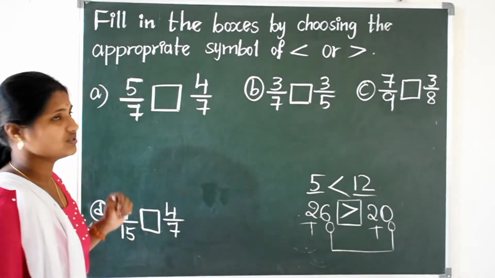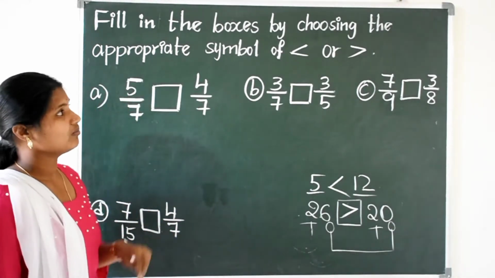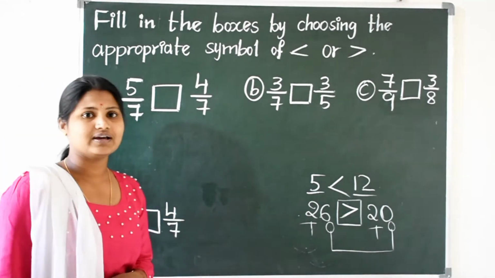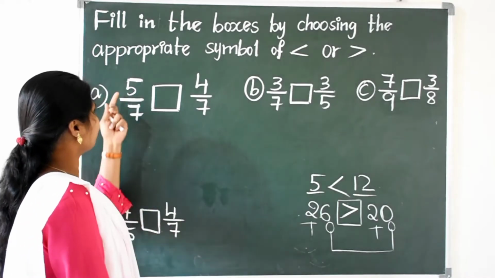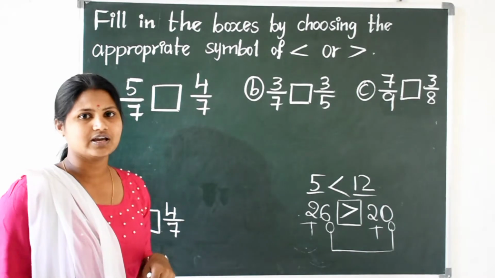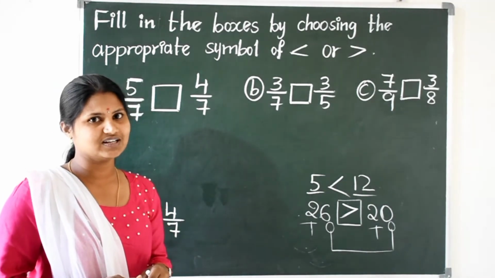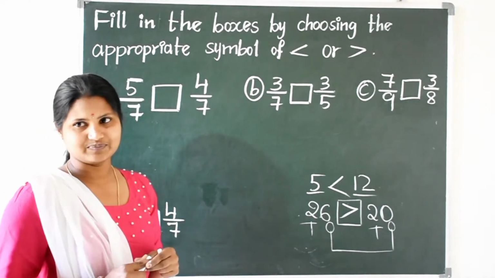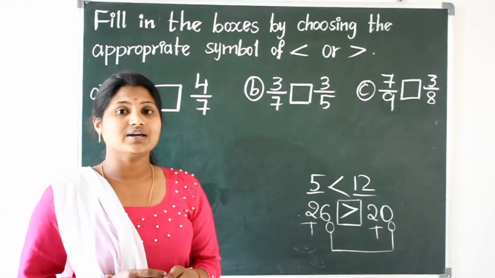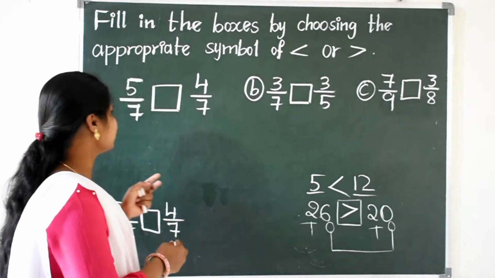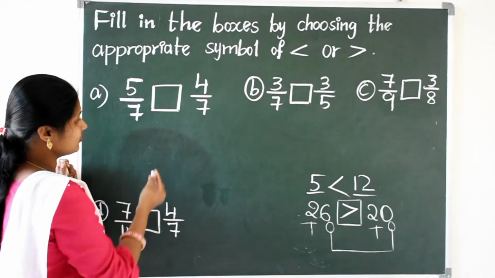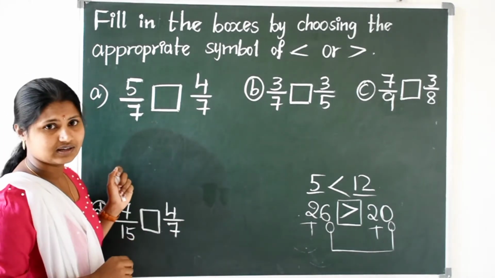But what about fractions? See here, fill in the boxes by choosing the appropriate symbol of less than or greater than. Right? Here 5 by 7 and 4 by 7. Which is a big fraction here? Can you tell anyone? We don't know exactly. So today I will teach this topic in easy way. See here, 5 by 7 and 4 by 7. So we don't know which symbol comes here, less than or greater than.